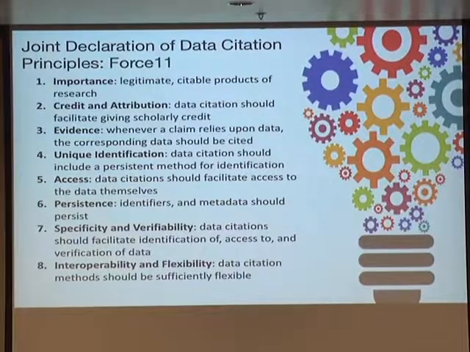One of the things that we really look to are some of the things that are generated by the community. So the Joint Declaration of Data Citation Principles, the FORCE11 Data Citation Principles, they lay out what are the really important things to think about when you're citing data. I'm not going to read through these, but this is something that we look to as our guidebook for DataCite when we're thinking about citation. Number four, unique identification. Number two, credit and attribution. So data citation should facilitate giving credit to all of those that were involved in creating a data set. And number seven, specificity and verifiability. So you can, again, go exactly to what data set you need to cite.